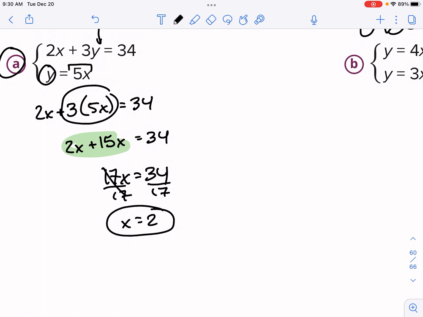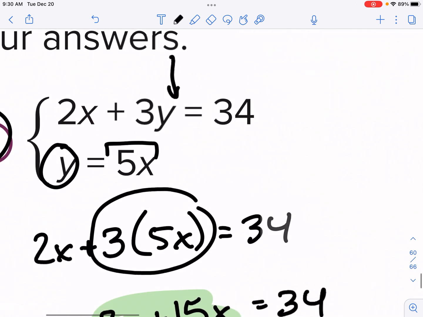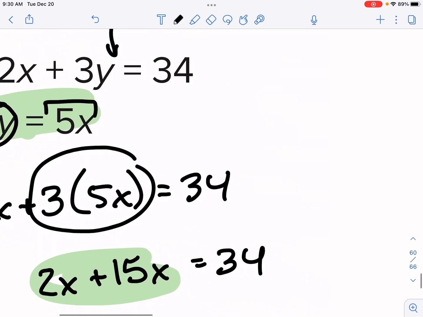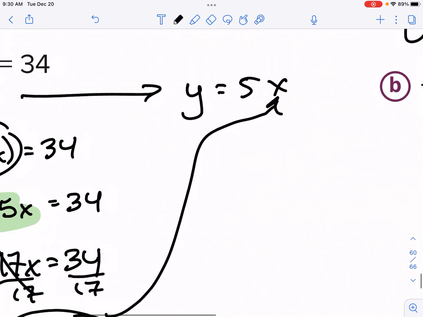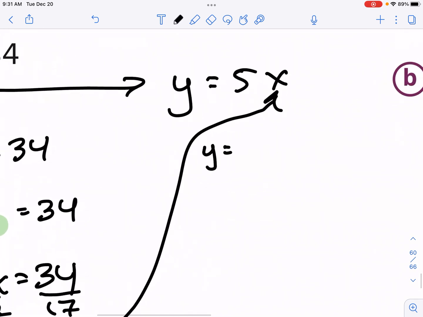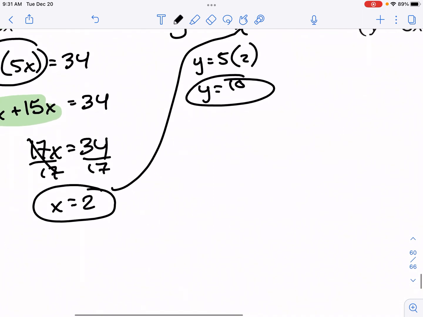All right, and when you have x, you substitute into either equation. I always choose the solved equation, so this one here, because that'll find the value of y. So if I rewrite this equation, y equal to 5x, that's where I take x equal to 2 and plug it in there. So this will be y equal to, instead of 5x, 5 times 2. And 5 times 2 is not too bad, it's just 10. So our final answer here is 2, 10.